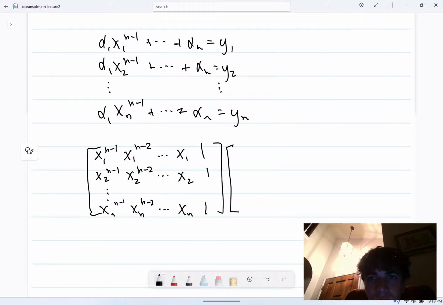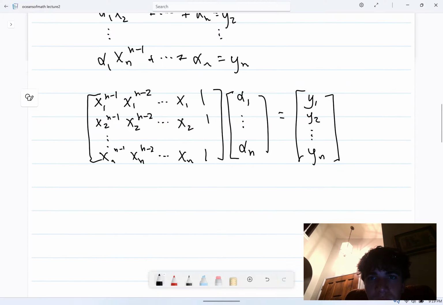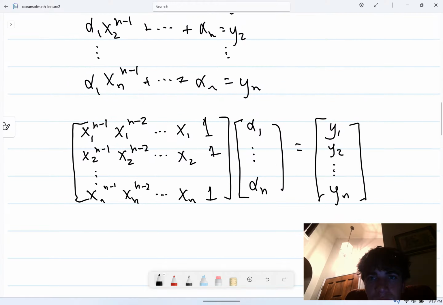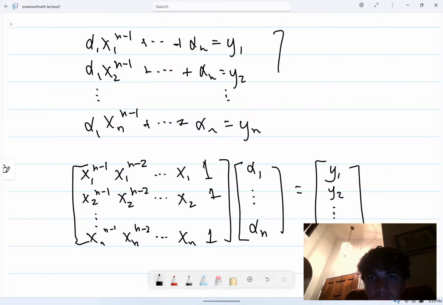And then the vector we're multiplying by is actually the vector of coefficients. Okay, so that's alpha 1, all the way down to alpha n. This is equal to our solution vector y1, y2, yn. Okay, so take a minute and look at this matrix form that I've written. These are ones, by the way. Sorry for my bad handwriting. And try and convince yourself that this indeed is a matrix form of these above equations.